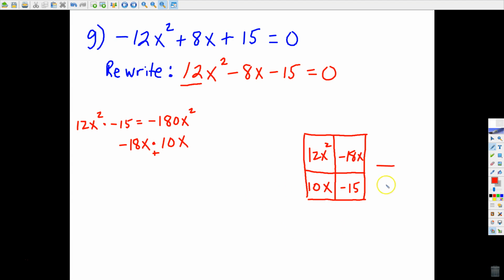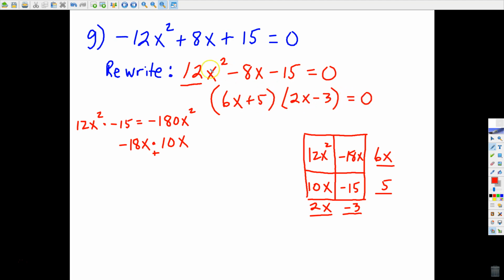Okay, now let's find our GCFs, and it'll take us to the answer. The GCF for this first row of numbers is 6x. The GCF for the second row of numbers is 5. For this column of numbers, the GCF would be 2x. Now, in this case, if the two numbers are negative, that's going to make your GCF negative. That's the only time in this method that the GCF will be negative, and that's if the two numbers are negative. Okay, so it looks like we got our factoring, 6x plus 5 times 2x minus 3.